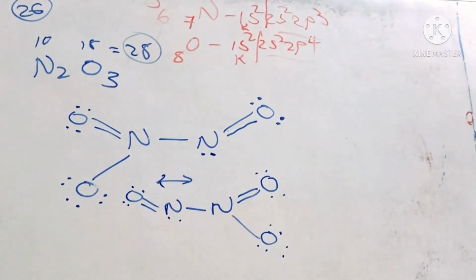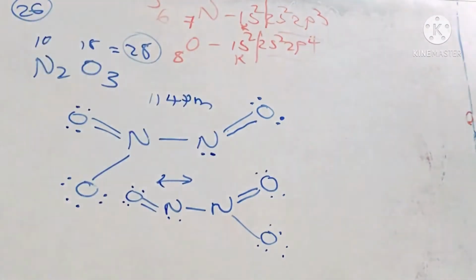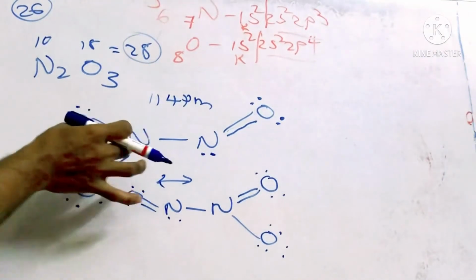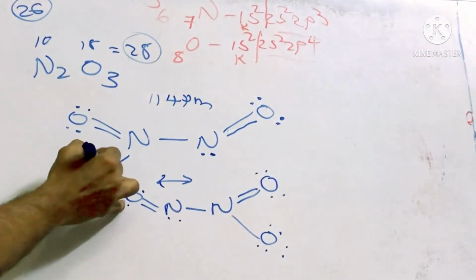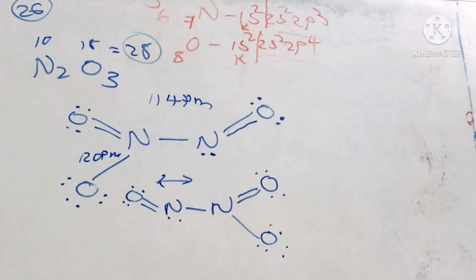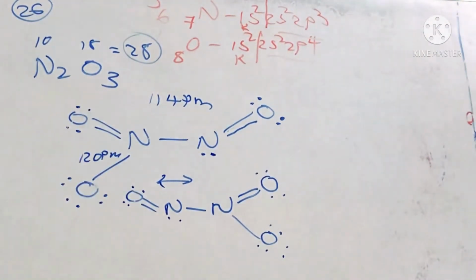Now you can find out the NO bond length is around 114 picometers. This NO bond length is 114 picometers. Another NO bond length is 120 picometers. For example, if you can see, you have two NOs, one is double bond, one is single bond. Correct. So this single bond will be longer, so 120 picometers bond length. And this is the double bond, NO bond length 114 picometers. The NO single bond length is 121 picometers.